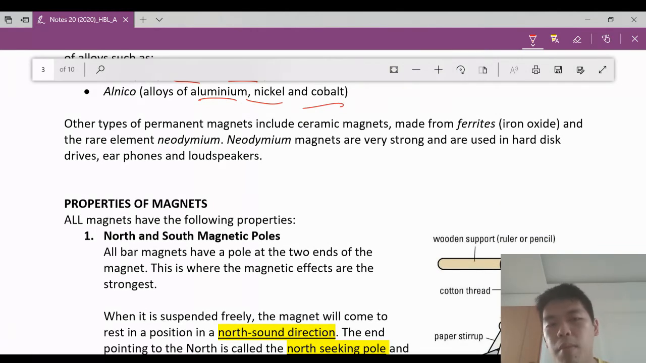Other types of permanent magnets include ceramic magnets. They are made of ferrites, iron oxide, and the rare element called neodymium. Neodymium magnets are very strong and are used in hard disks, earphones, loudspeakers. Yes, your speakers use magnets inside. You can get these neodymium magnets very cheaply from Taobao also.